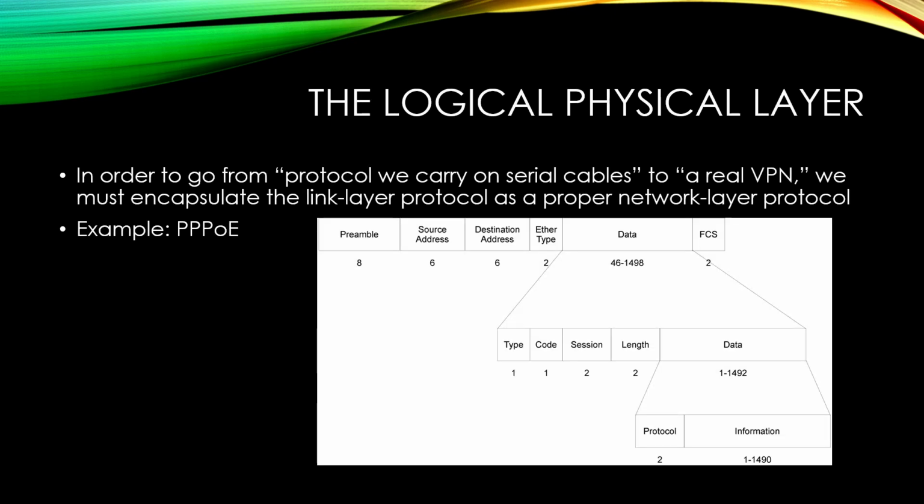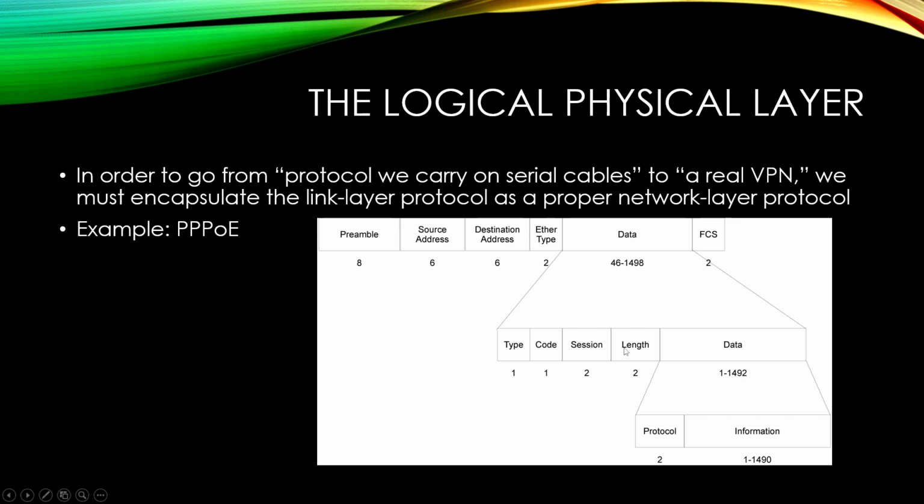However, we need to actually talk about how all of this is done. So how do we recreate that logical physical layer? Well, here is an example of a PPPoE packet, as if it was a straight raw Ethernet frame. So this right here shows the actual Ethernet frame itself. You've got the preamble, the source and destination MAC address, the ether type, which will identify this as a PPPoE frame, then the payload, then the frame check sequence.